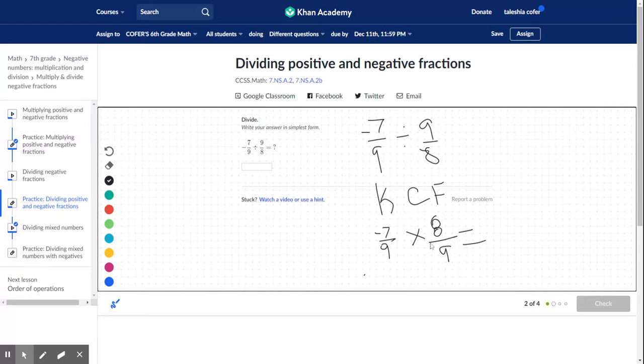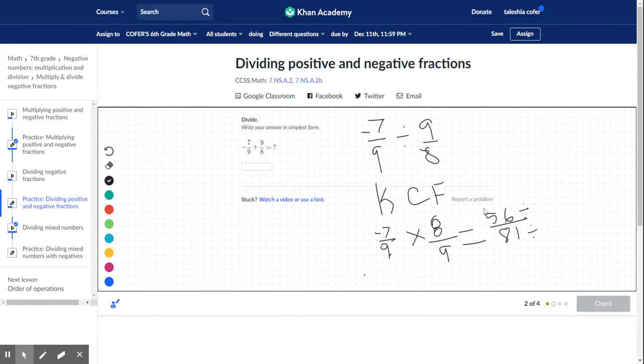Now I can multiply straight across. 7 times 8 is 56, and 9 times 9 is 81. Let's see if I can reduce this. Maybe I can divide the top and the bottom by 3 or something? I don't know. Let's see. I should have reduced earlier. I like my weird reducing stuff.